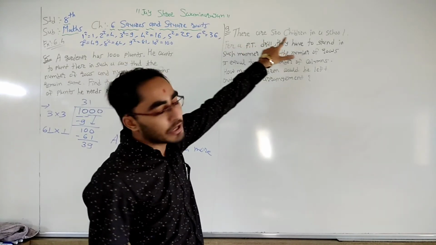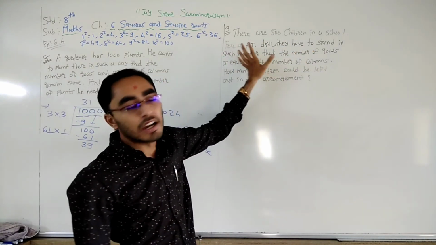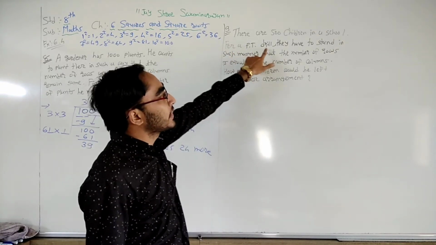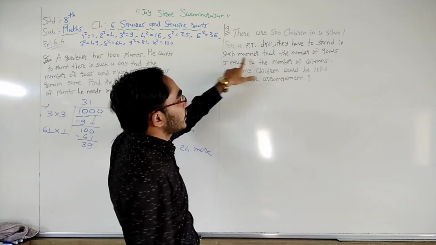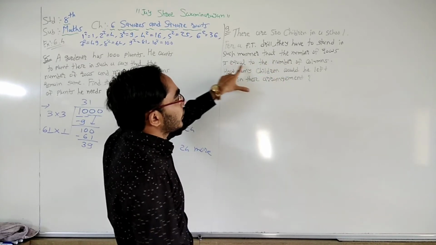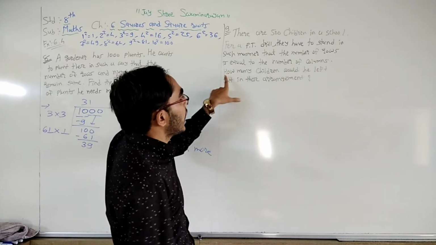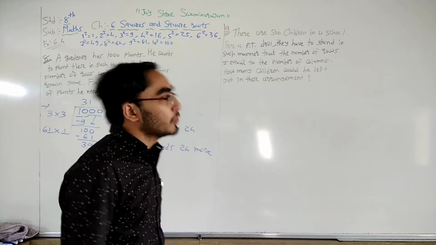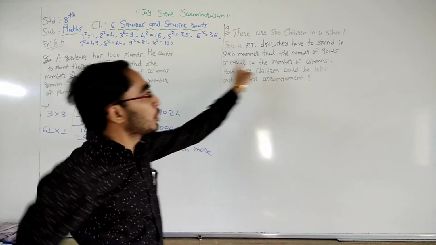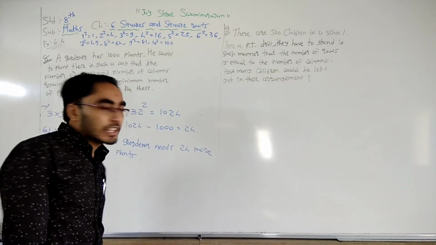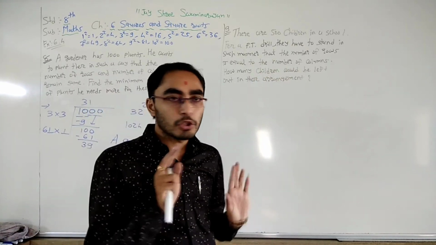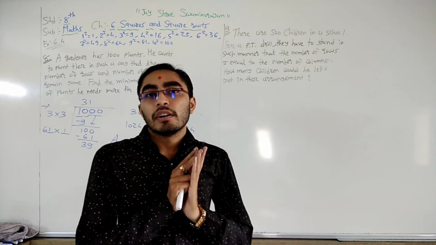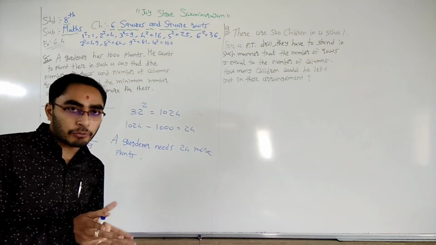There are 500 children in school. For a PT drill, they have to stand in such a manner that the number of rows is equal to the number of columns. How many children would be left out in this arrangement? Here we want the number of rows equal to the number of columns. That means we want a perfect square number.